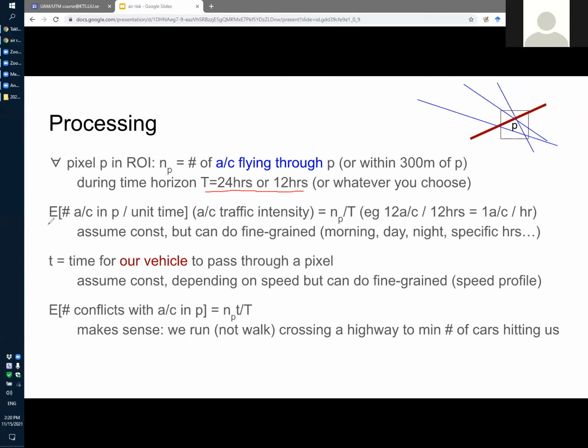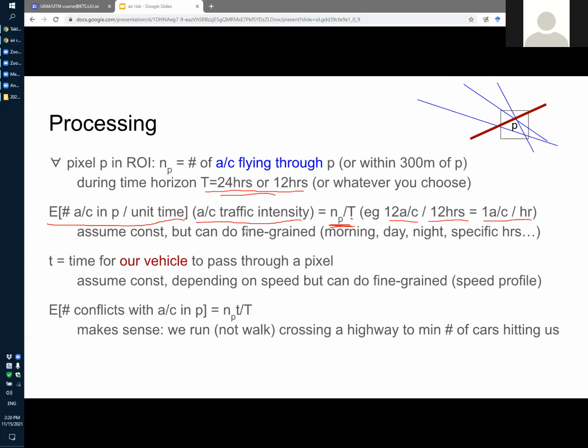And one thing we are interested in is the expected number of aircraft per unit time, or if you want, the air traffic intensity in this pixel. And the average intensity over this time horizon is just the number of aircraft that pass through the pixel divided by the time horizon, right? So if you had 12 aircraft that passed through the pixel within 12 hours, then essentially traffic intensity is 1 aircraft per hour on average.